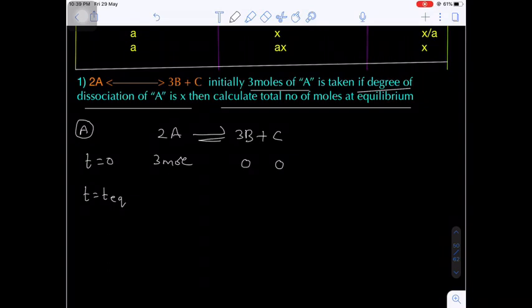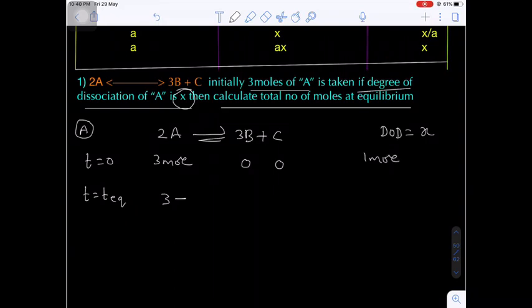Now, how many moles of A dissociated? The degree of dissociation is how much? What is the meaning of degree of dissociation? It is the number of moles dissociated per each mole of the reactant. Let's suppose, total how many moles? 3 moles. Now here, 1 mole decomposes, degree of dissociation given is what?